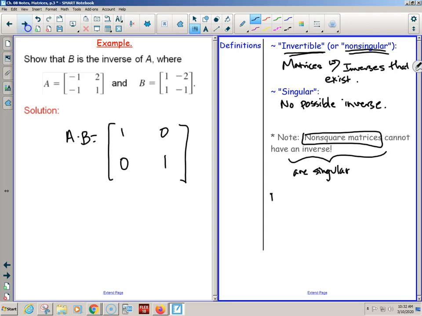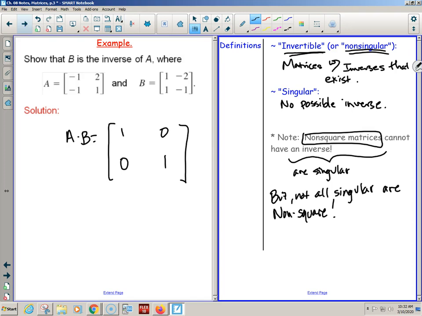But not all singular. Don't you guys love logic writing where it's like, what's going on? Not all singular are non-square.